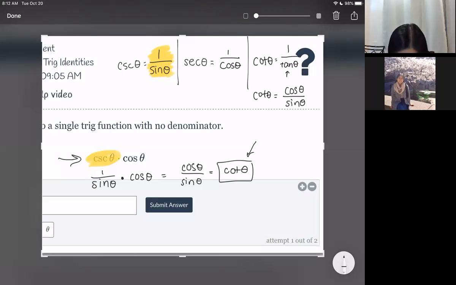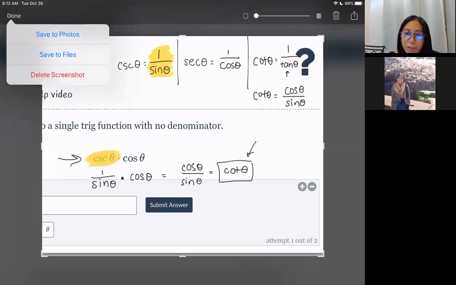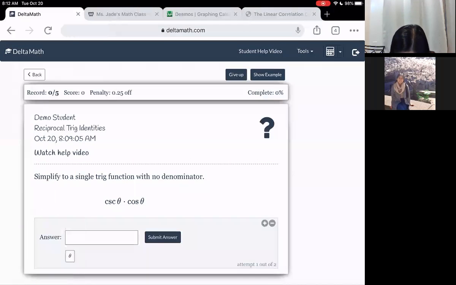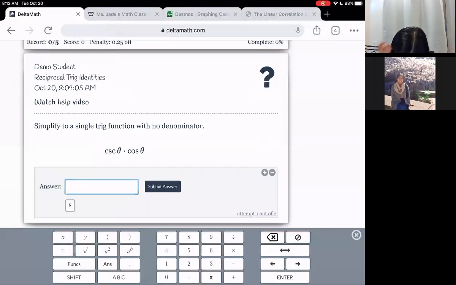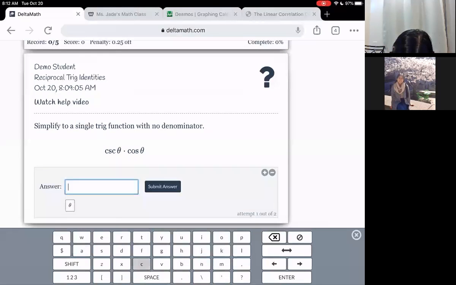Okay, I'm going to put this in Delta Math. If you do have a question, interrupt me at any moment and I will be happy to help. So let's see. I think I could just type COT, yeah, COT for cotangent. And then you press the theta button. So you got cotangent theta.